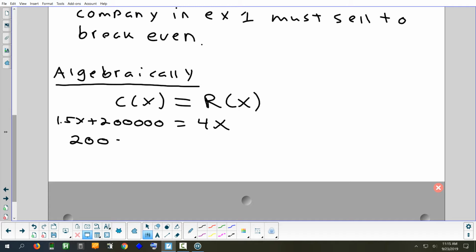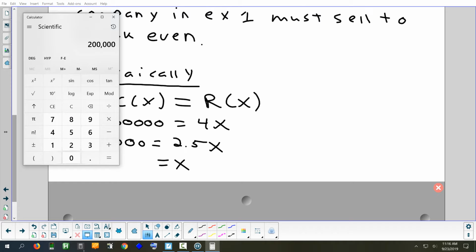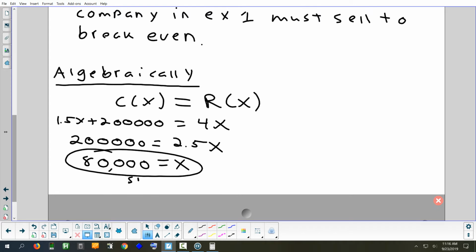So 200,000 equals 2.5x. And divide 200,000 by 2.5. Divided by 2.5 gives me 80,000. So I solved that probably faster algebraically than it would be on the calculator. Okay. I think it took us longer to figure out the window than it did to do all of that. Okay. But that's how you do it algebraically. So 80,000, that was shirts.